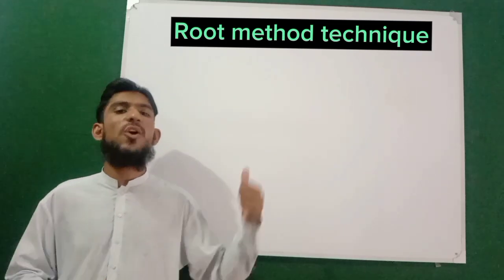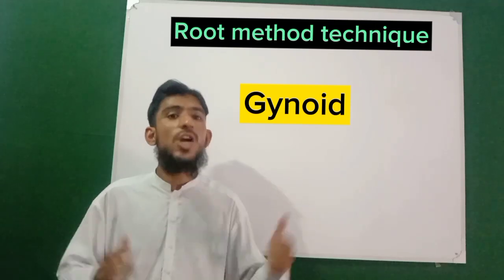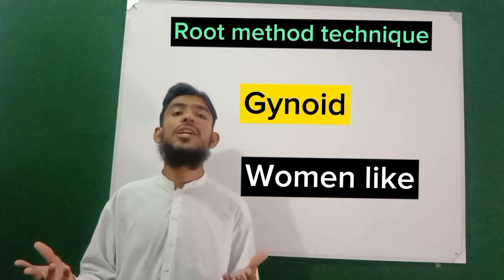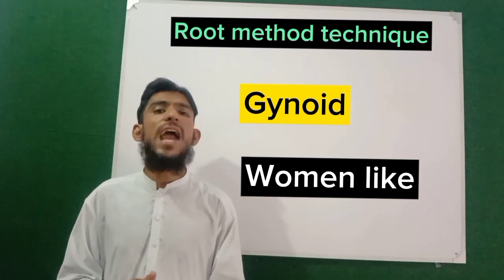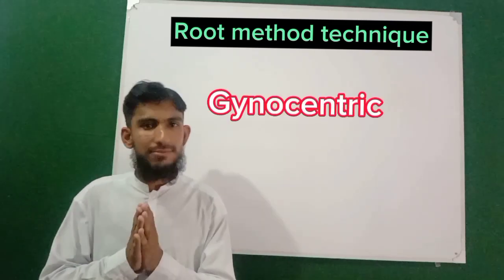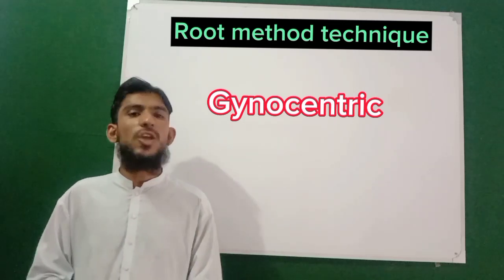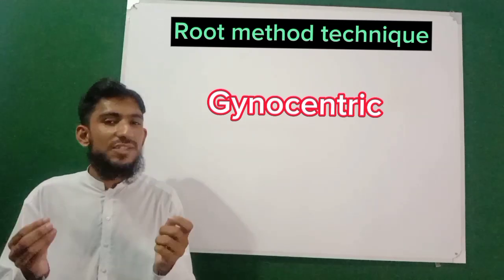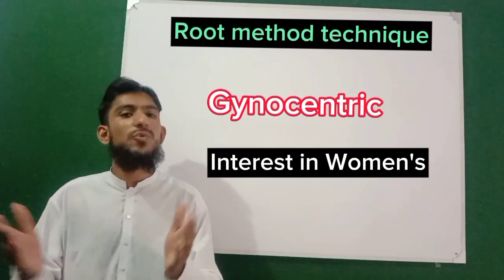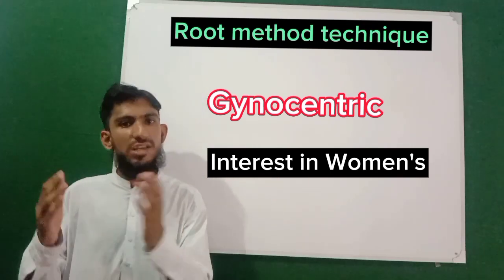Now you will be seeing on the board, the word is gynoid, and its meaning is woman-like, because gyno means women. Then the second word is gynocentric. As we mentioned, androcentric means those who take interest in men, so gynocentric means those who take interest in women.